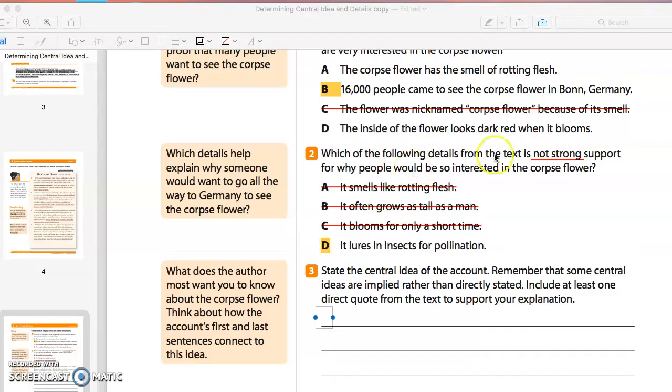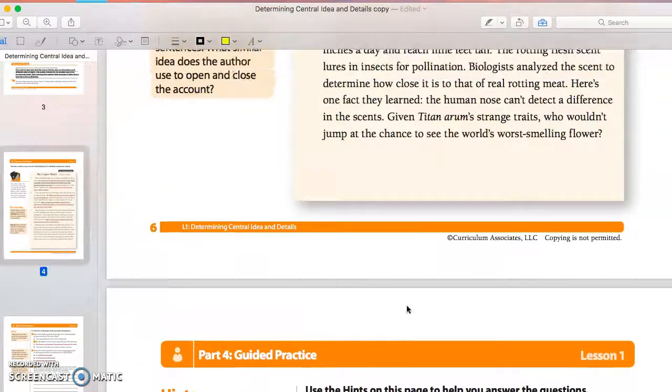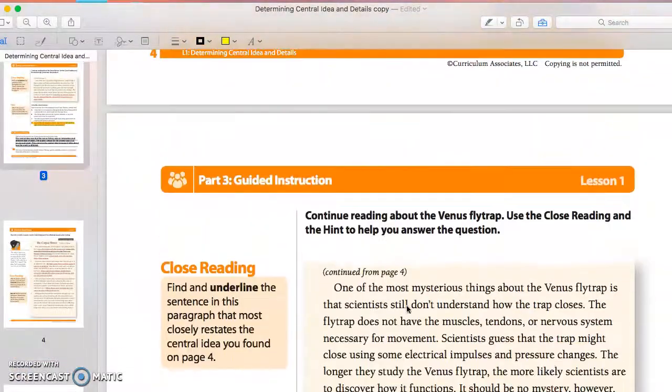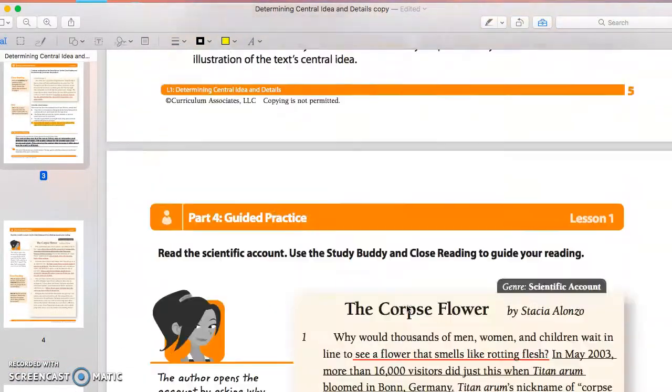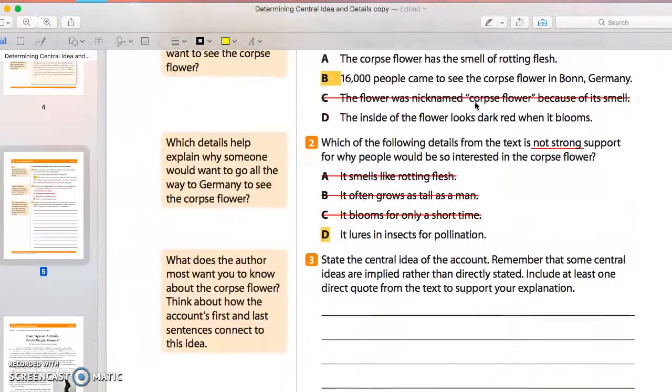So it says, which of the following details from the text is not strong support? Well, these 3 are strong support, so we're going to have them under our central idea. Luckily for our central idea, we already posted about what it is, so we're going to take that from up here where we posted. So it said, what was the main idea about the flower? The corpse flower is that people want to see a flower that smells like rotting flesh.